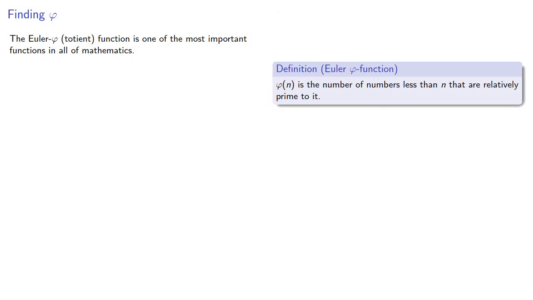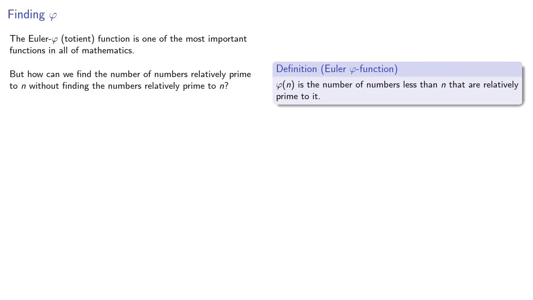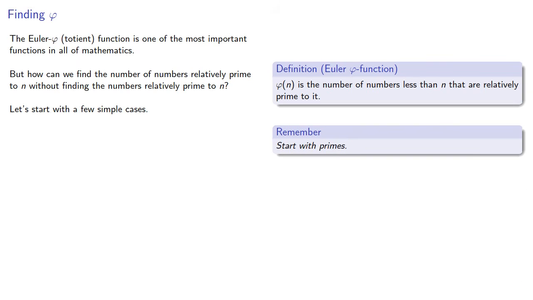The Euler-Phi function, or totient, is one of the most important functions in all of mathematics. But how can we find the number of numbers relatively prime to n without finding the numbers relatively prime to n? Let's start with a few simple cases. So again, a common strategy in number theory is to start with the primes.